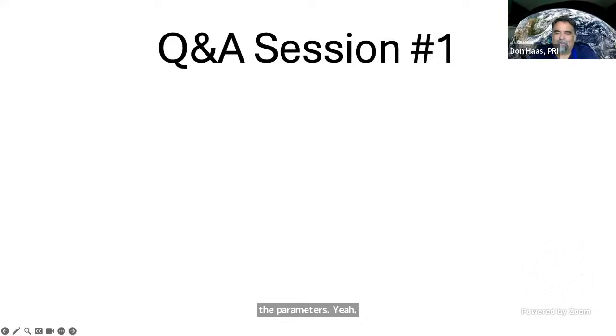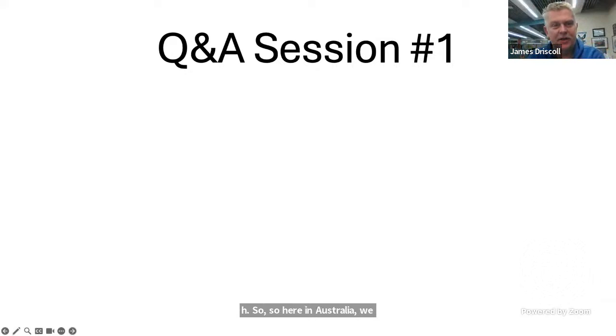James, you have a question? Yeah. So here in Australia, we have the Bureau of Meteorology and CSIRO, which do climate models. And I assume in the US it's like NOAA. How many different organizations actually run climate models? Roughly how many are there in the world which are actually running these climate models? That's a great question.